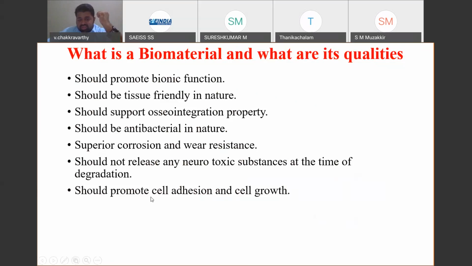Then the last one is that it should promote cell adhesion and cell growth. Generally, when an implant is fitted in your body, it should create a conducive environment for cell adhesion, and it should help the cells to proliferate over the implant, which is otherwise called cell growth. Okay, so let's step into the next slide.